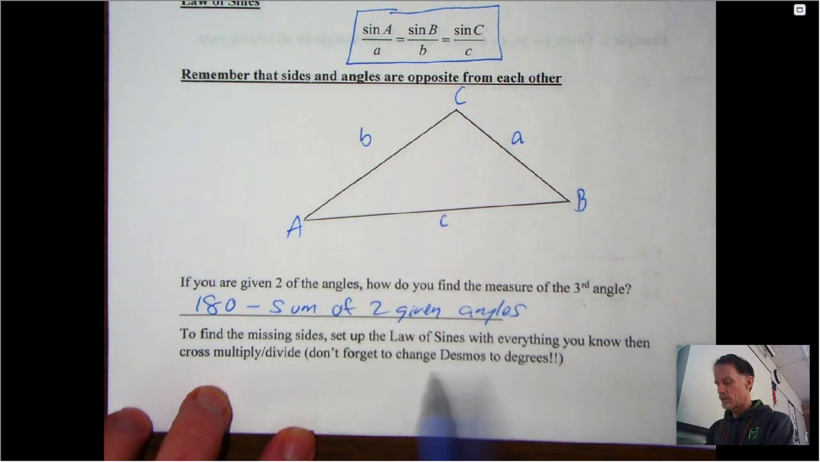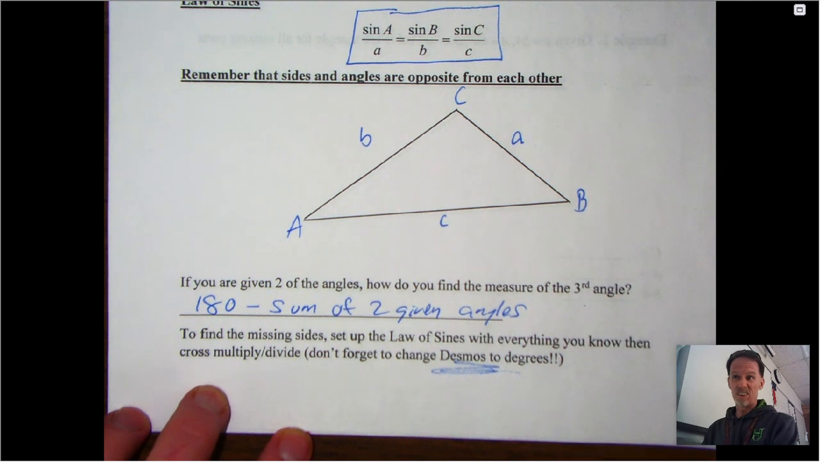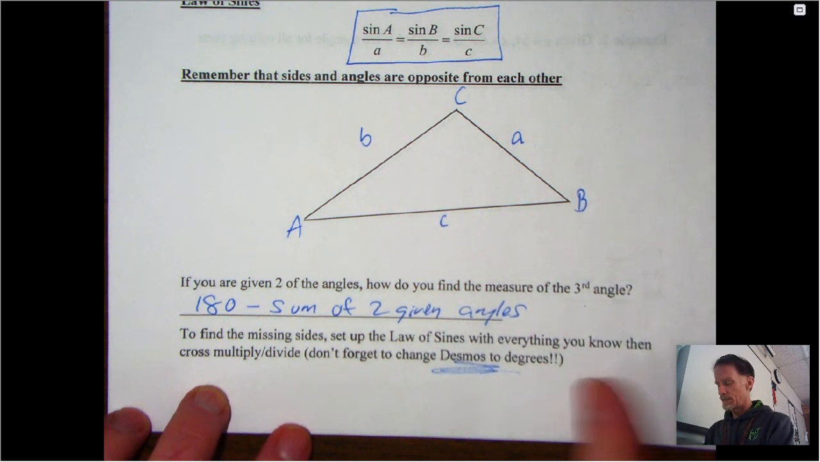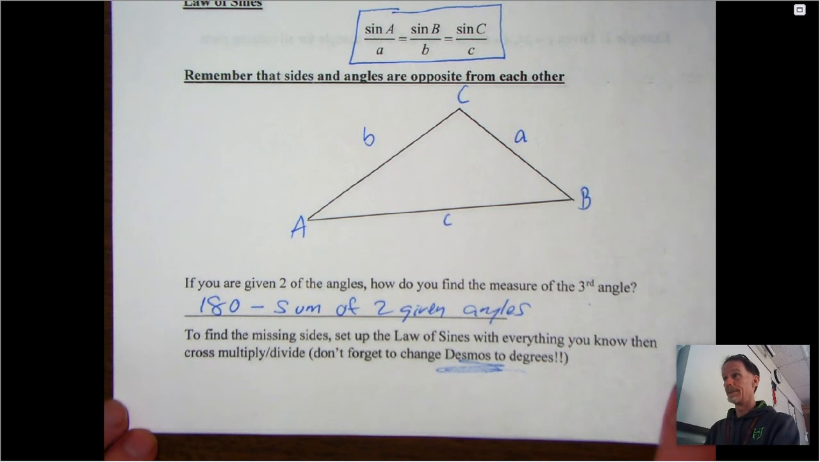The one thing, and I'll mention this again when we get to the first example, is do make sure, whether you're using Desmos or a calculator or even your phone, I think most phones these days can do these kinds of questions, just make sure that in the settings you change it to degrees and that you're not in radians.